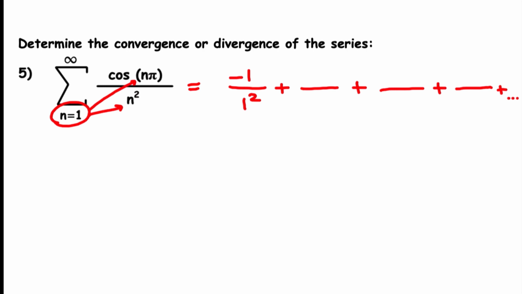If you make n equal to 2, up top in the numerator, you're going to have the cosine of 2 pi. Well, the cosine of 2 pi is back to 1. The cosine of 3 pi would be negative 1. The cosine of 4 pi would be 1. And so actually this is going to produce an alternating series. Oh my gosh. Interesting.